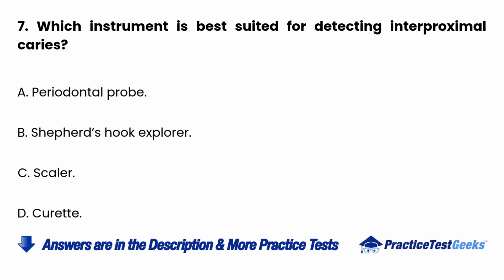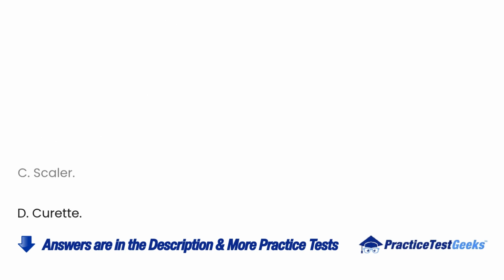7. Which instrument is best suited for detecting interproximal caries? A. Periodontal probe. B. Shepherd's hook explorer. C. Scaler. D. Curette.